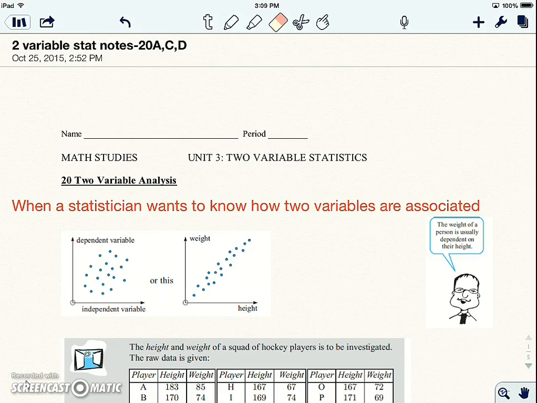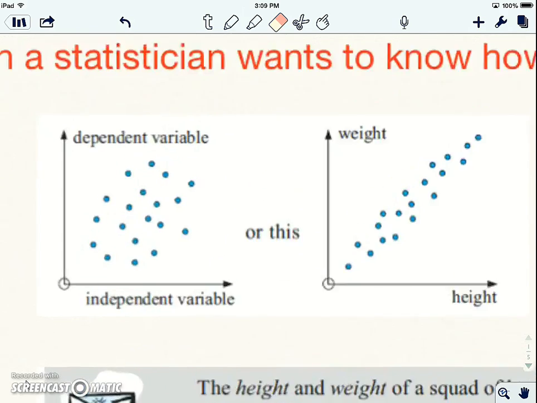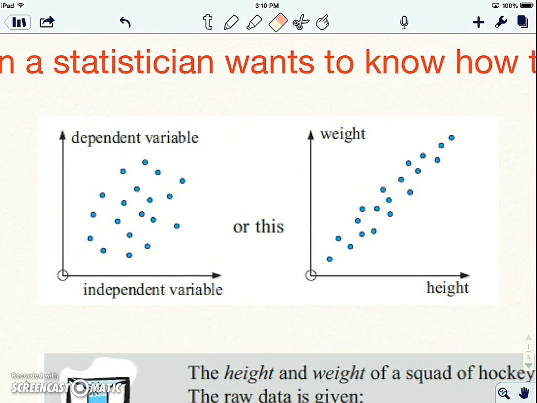Two variable analysis, day one. A statistician does two variable analysis when they have two different variables and they want to know if or how they are associated. For example, we often think we have an independent variable, something that as it changes, it might affect the dependent variable. So in this case, height: the taller you get, usually the more you weigh.